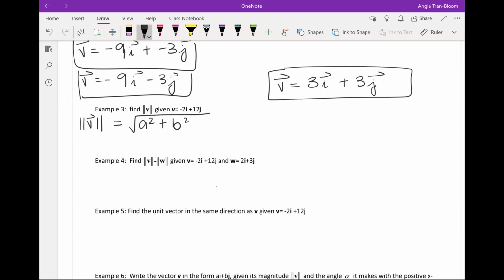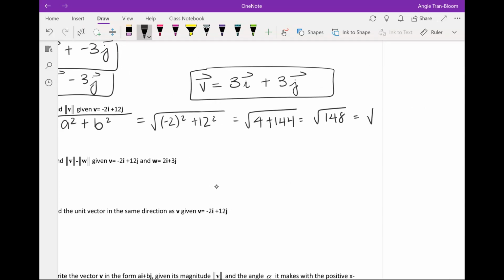Joe, what's your a value and what's your b value? The a value is -2 and the b value is 12. Perfect. So under the radical, -2 squared would be what? 4. And then 12 squared would be what, Joe? 144. Good. So this is square root of 148. Should I box that up or can I simplify? Simplify. 148 is 4 times what? 37. So if I don't have a calculator, it's just 2 rad 37. And leave your answer in exact form.